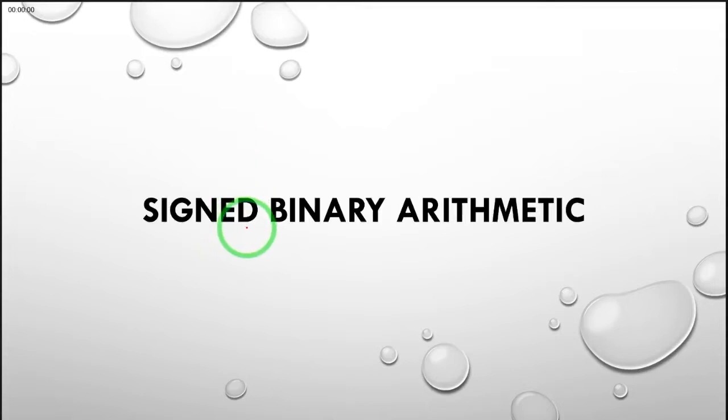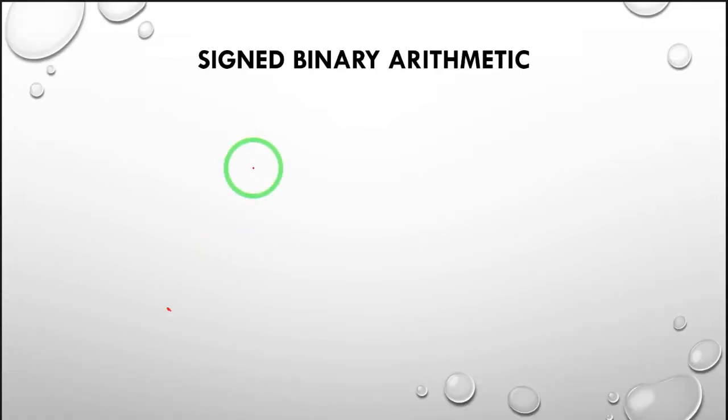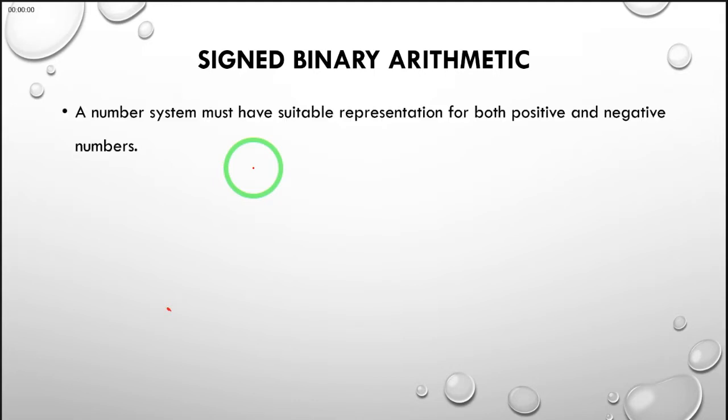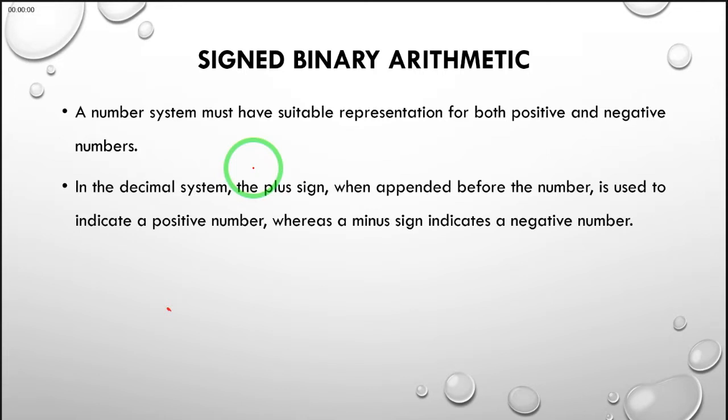In signed binary arithmetic, we need to have signs because in any number system we are going to have positive and negative numbers. As we already know, in the decimal number system, the plus sign is used to indicate a positive number when appended before that number, and a minus sign indicates a negative number.